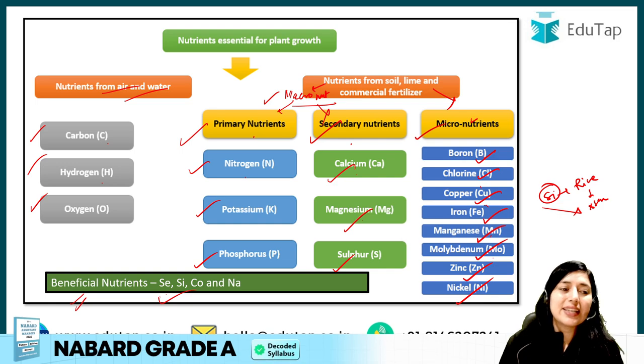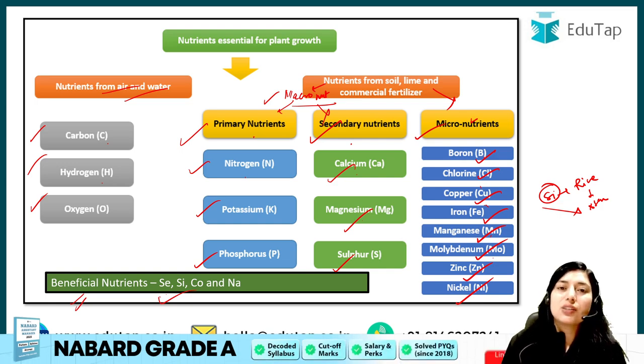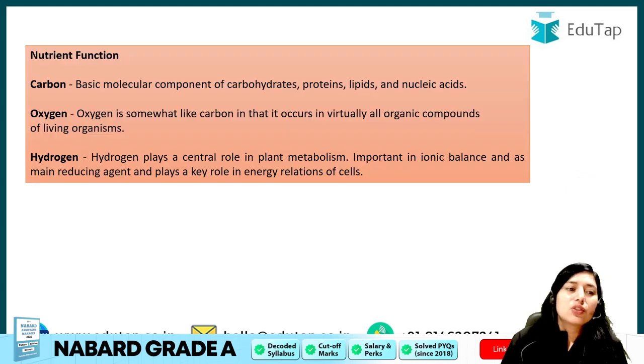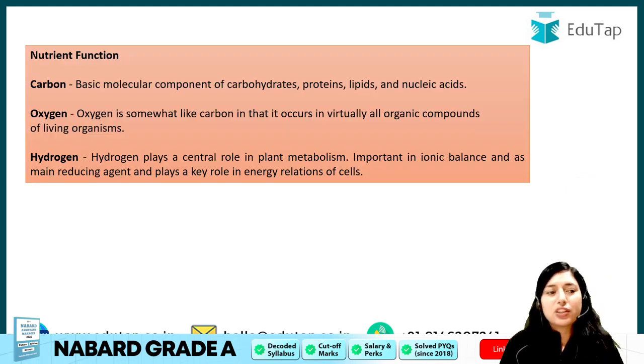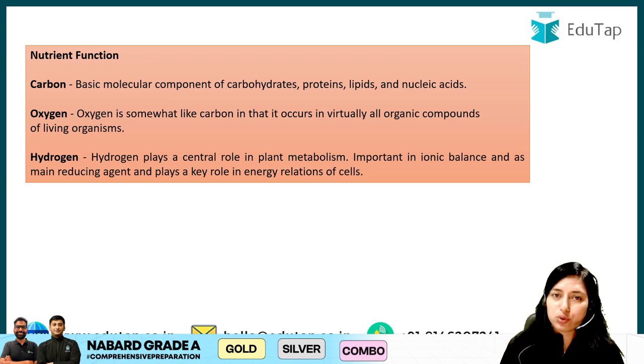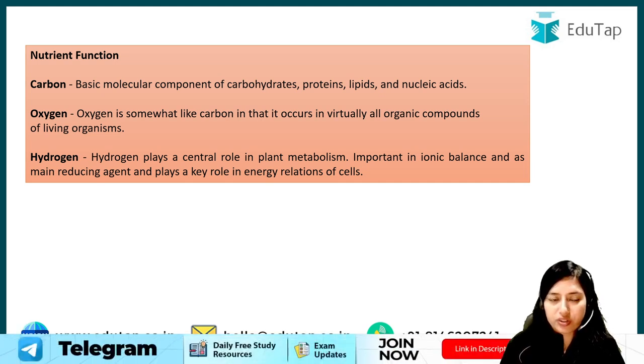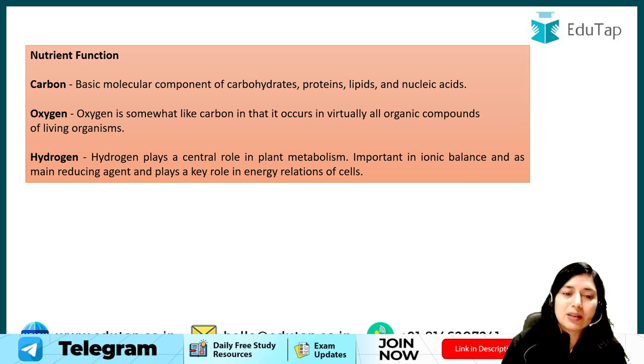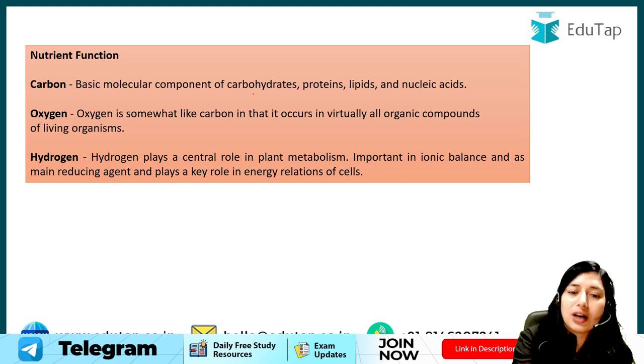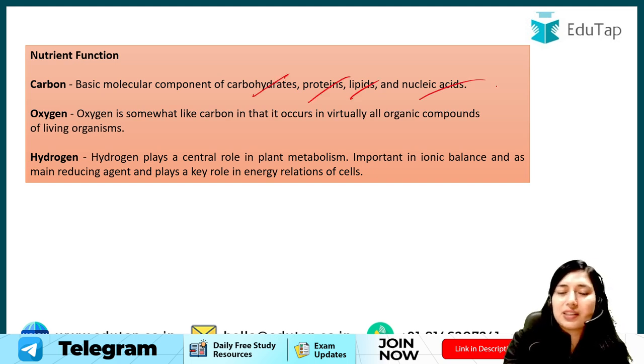Now let us understand the role of these nutrients one by one. Okay? So first we have basic nutrients, which include carbon, oxygen and hydrogen. Now as I've told you, these are basic, meaning the plant body is made up of carbon, hydrogen and oxygen, right? So first, if I talk about carbon, carbon is a basic molecular component of carbohydrates, proteins, lipids and nucleic acids. In all these things carbon is found, right?